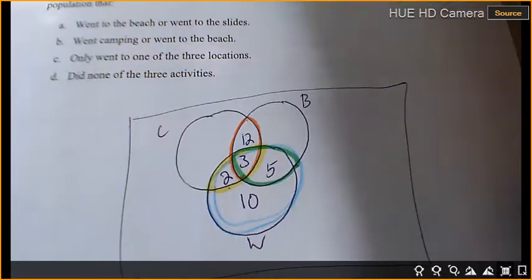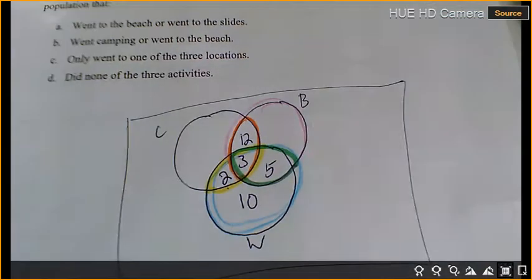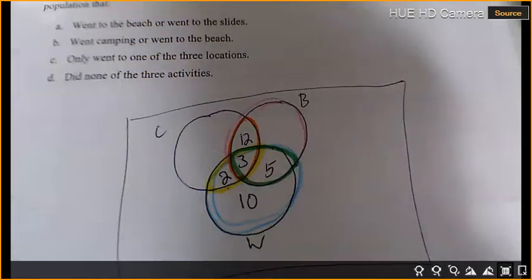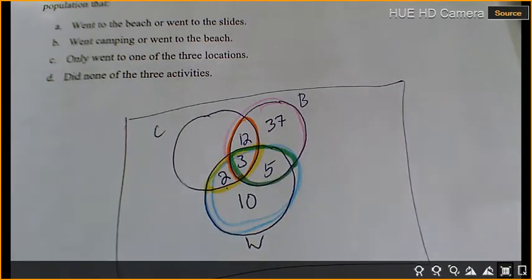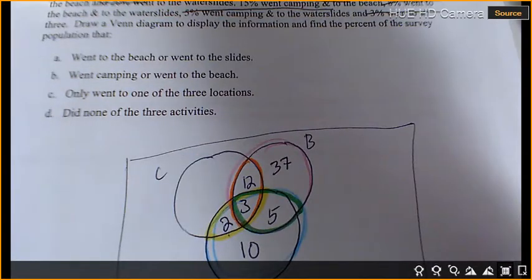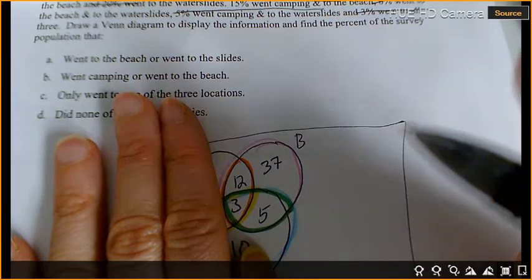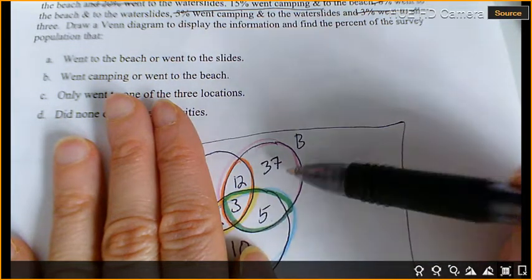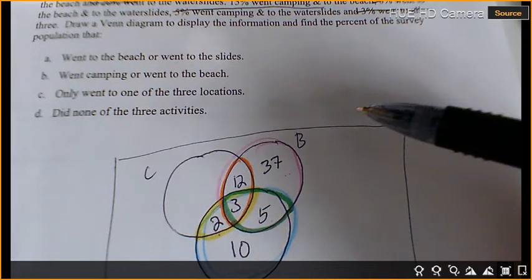Now we're looking at 57% went to the beach. So this has to equal 57%. You can literally put it right in your calculator like this. 57 minus 12 minus 3 minus 5 gives us 37. I knew the beach had to be 57%, right? So this whole area in pink has to be 57%. So 57 minus 12 minus 3 minus 5 gives me 37, so there has to be 37 in this spot right here. So that means 37 just went to the beach, didn't go anywhere else.